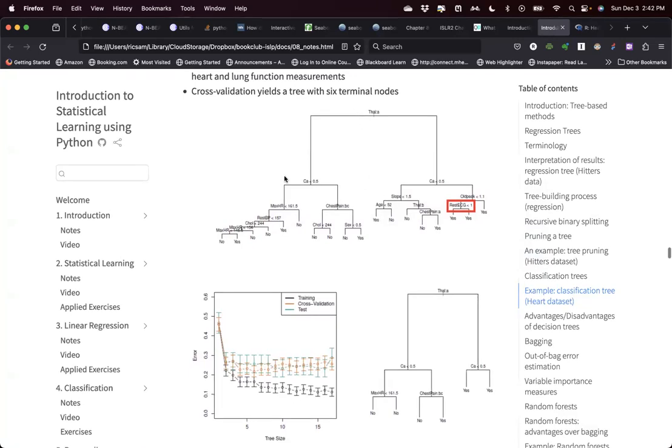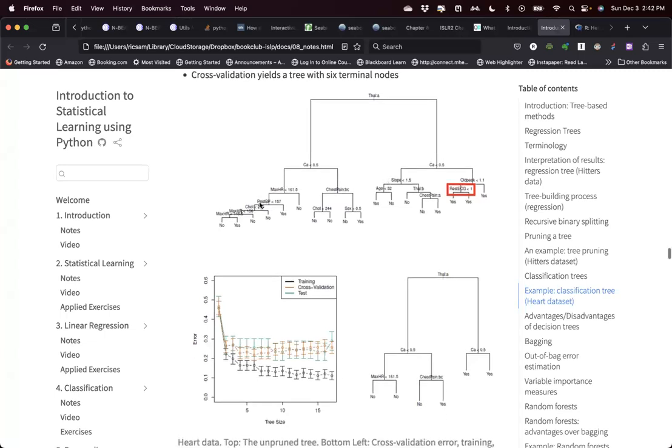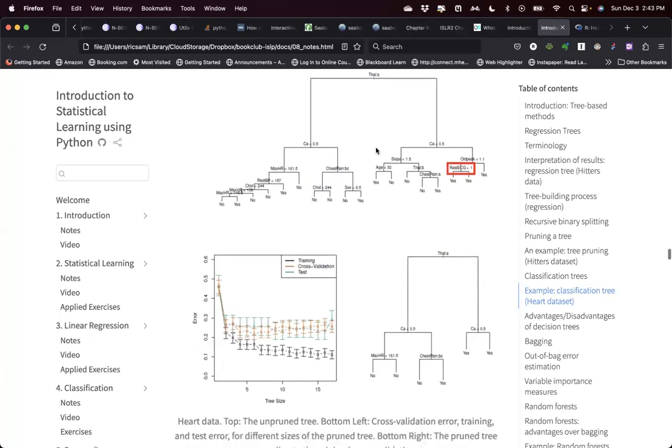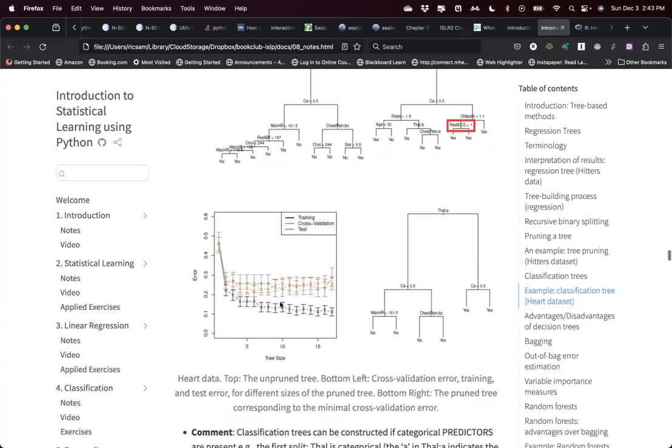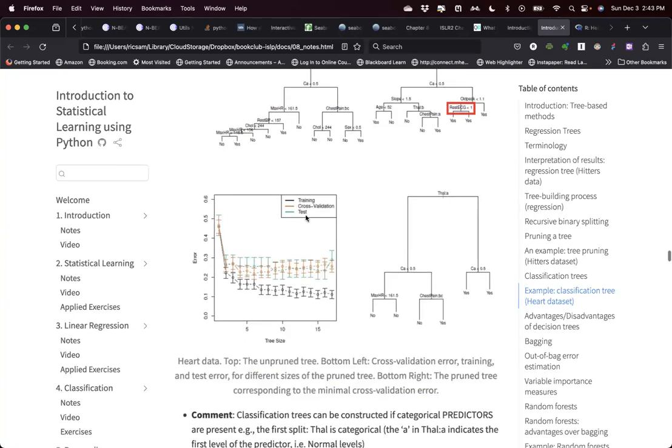When we regrow this tree, this is the wild tree with all the parameters, no constraints, et cetera. You see that it's a kind of complex tree. This is what is called a pruned tree, and this is the pruned one. And this is the same graph that we had in the previous section for the training, cross-validation, test, and so forth.